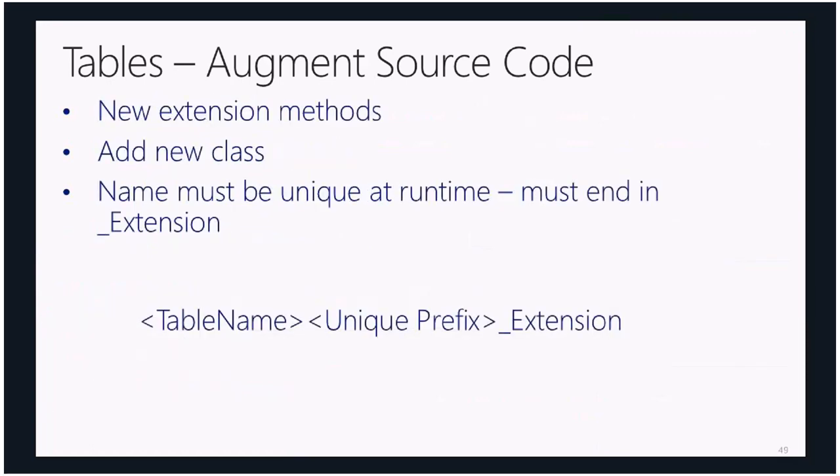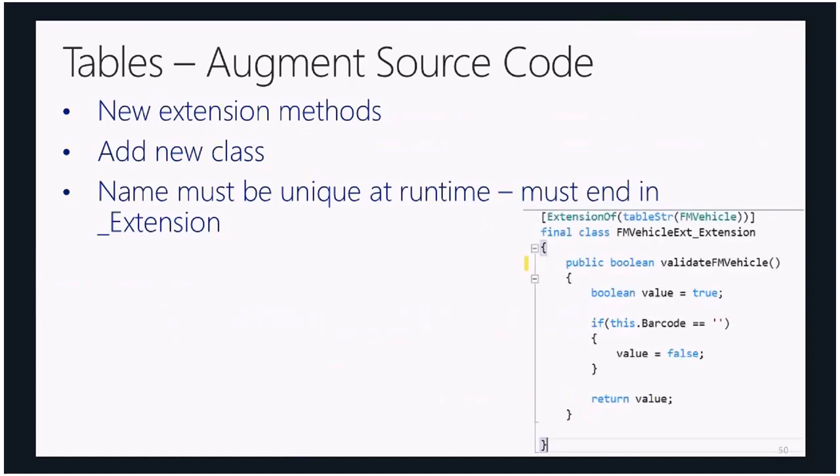It is possible to create an extension class on a table. The class must end with the _Extension suffix. This class must be unique at runtime, so we recommend including this naming scheme. If you are extending both a form and a table with the same name, it would make sense to include the object type in the unique prefix as well.